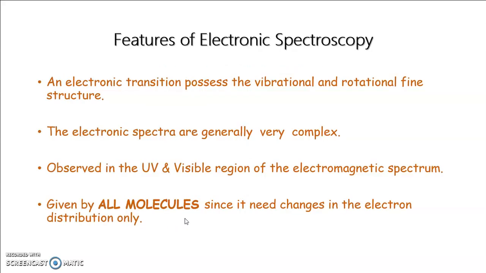So, homonuclear diatomic molecules, which show no rotational or vibrational spectra, do give electronic spectra and show vibrational and rotational structures in their spectra. From these vibrational and rotational structures, we can find the bond frequencies and rotational constants.